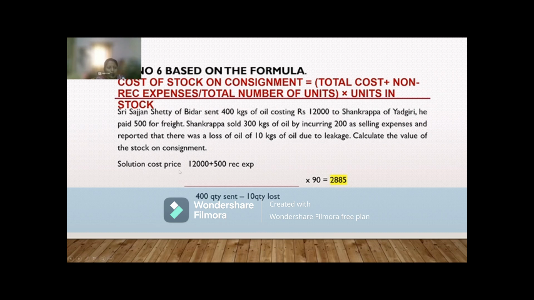Here, the cost price is 12,000. The non-recurring expenses 500 is added and divided by the quantity sent minus the quantity lost. Here we have to consider the quantity of closing stock, that is 400 minus 300 minus 10, the quantity sent minus quantity sold and the quantity lost, which is 90. We will get the value of closing stock.